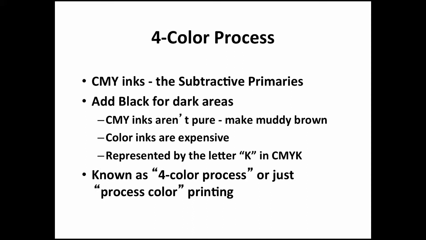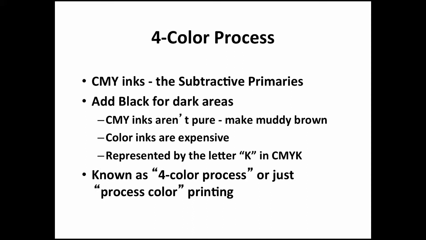There are a couple reasons why black was added to this process. First of all, in theory, cyan, magenta, and yellow mixed together would create black because they would absorb all wavelengths of light. But in reality, the inks are not perfectly pure, and therefore combining all three of them makes a very dark, muddy brown. It doesn't make a true black. So black was added as an additional ink for printing very dark areas of an image that had to be very dark black.